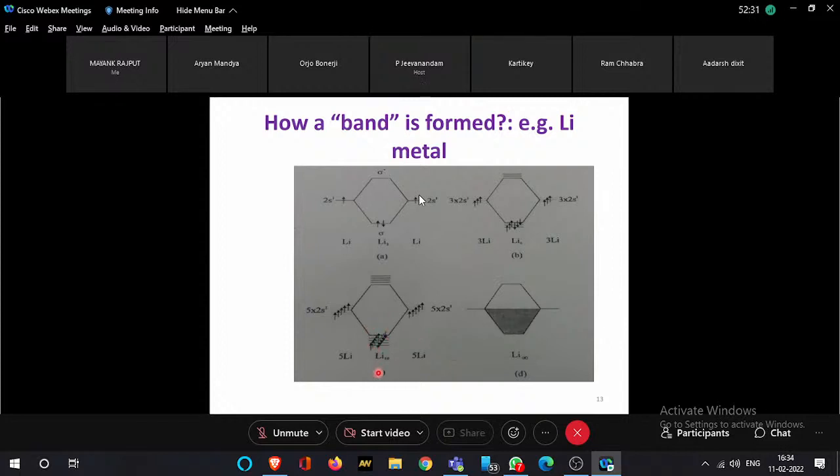The moment you go from a small molecule to a solid, we call it condensed matter. You are going from the molecular level to the bulk. Bulk means you have a huge number of atoms, in this case, Avogadro number of atoms. You are going to have so closely spaced levels, so I start giving the name band. Now here, obviously, the band is only half filled because it has a capacity of 2N electrons, but only N electrons are available, so you can fill only half of it.